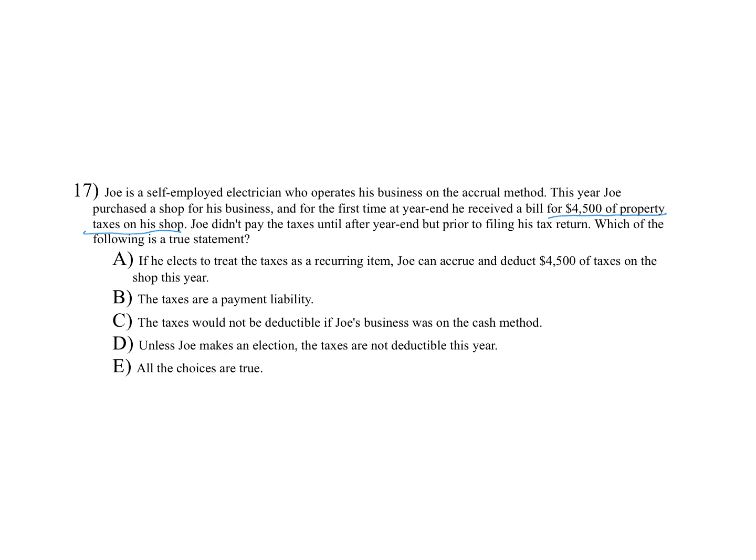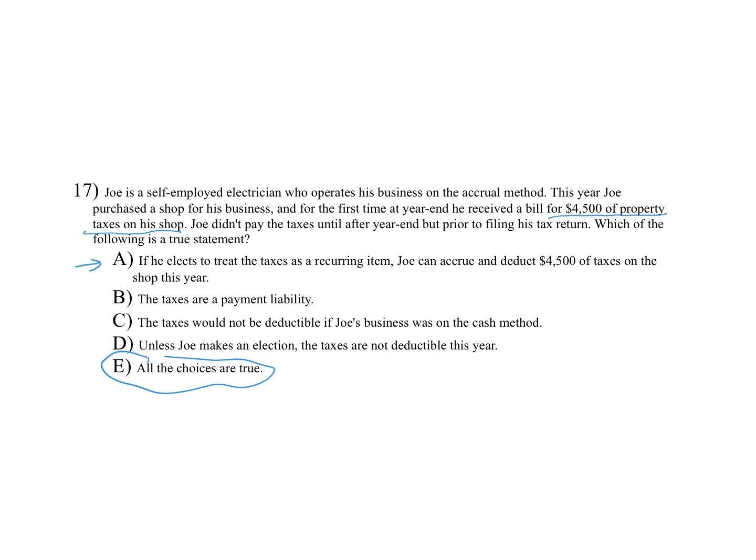Okay. So he is self-employed, and he operates on the accrual method. So what do we know? We know he can deduct taxes accruing this year, or he can elect to deduct them as recurring items. All right. So if neither election is made, then he has to deduct them in the year paid. Okay. And so all of these things are actually true, because if he elects to treat the taxes as a recurring item, he can accrue and deduct $4,500 of taxes on his shop this year.